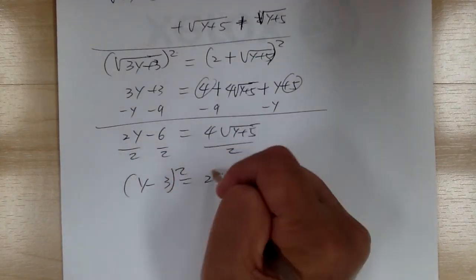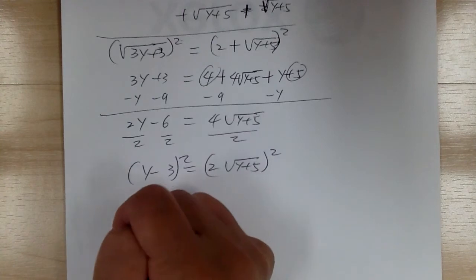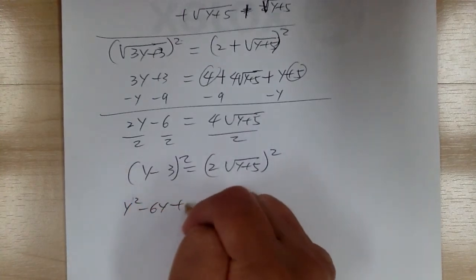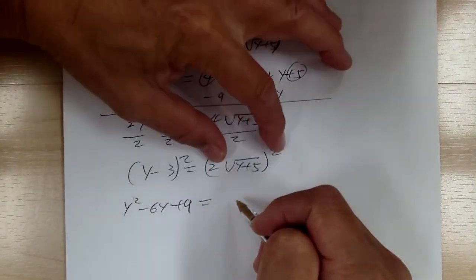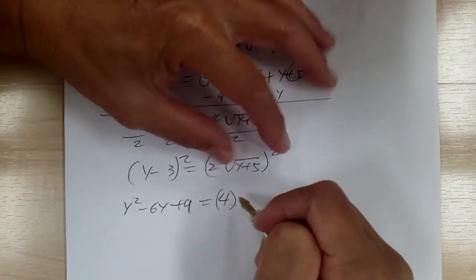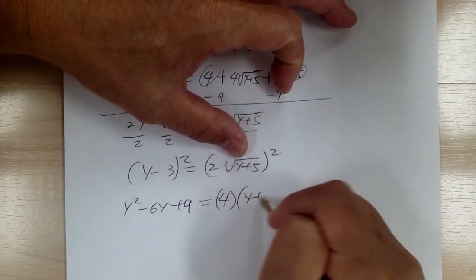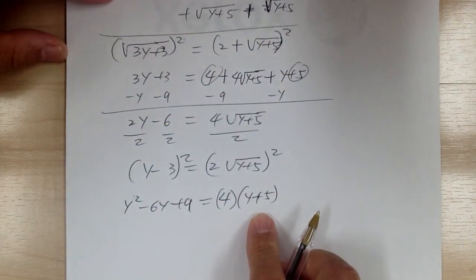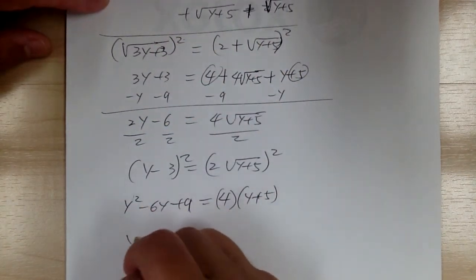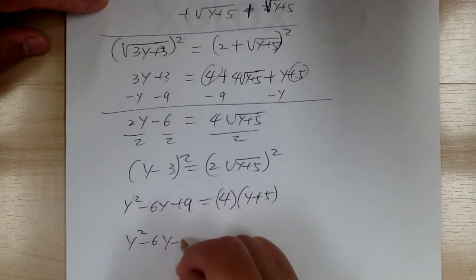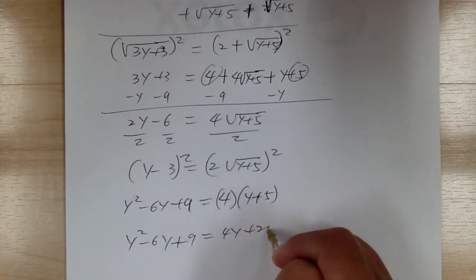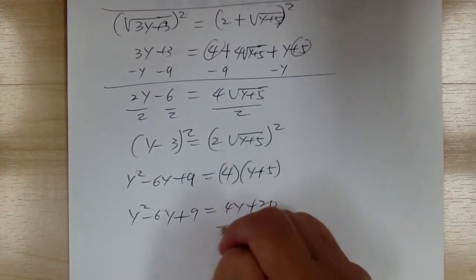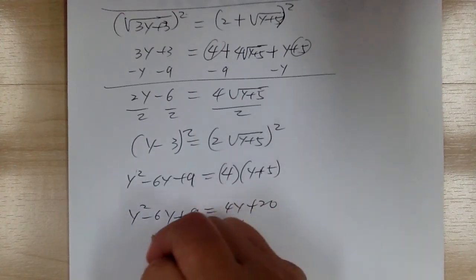So go and square both sides. So you got y squared minus 6y plus 9 equal to, okay, so you square this, you get 4. Square that, you get y plus 5. So make sure you use parentheses. Okay, and then after that, you can go and work it out. So distribute. Okay, then go ahead and make it equal to 0 so you can do the factoring.